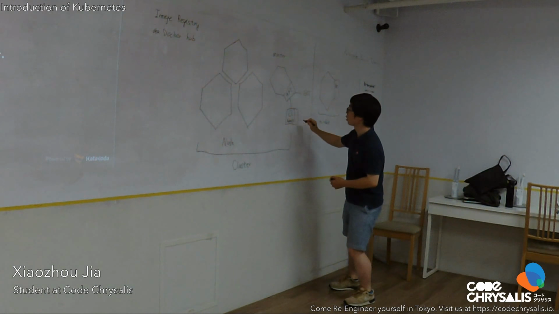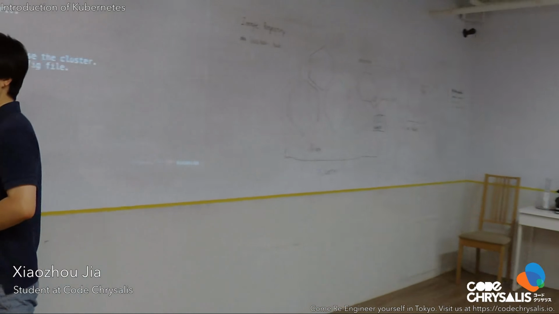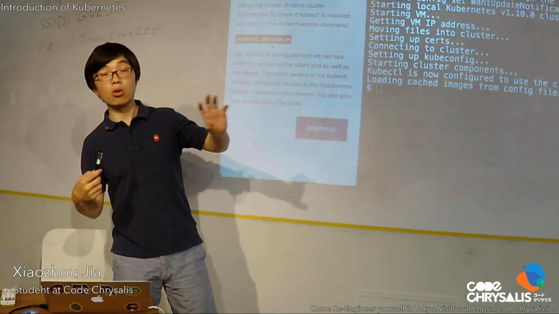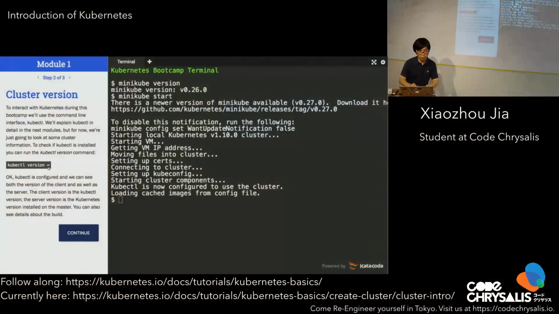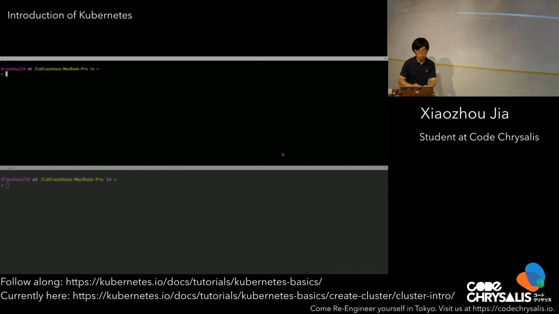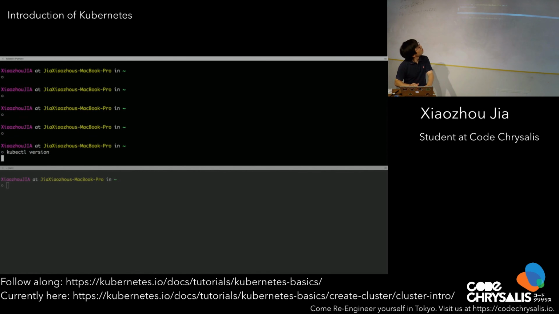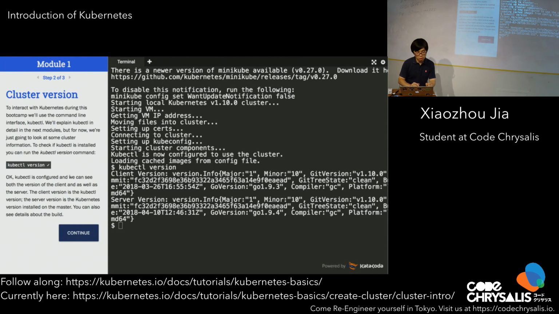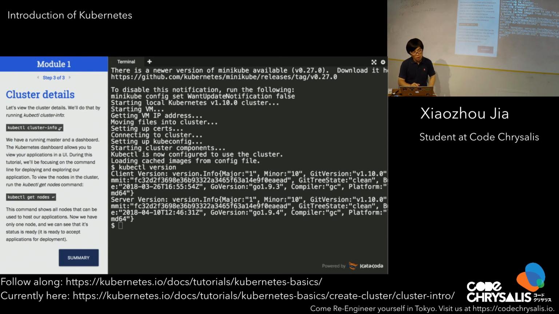kubectl, kube control, is a command line interface tool we will be using to talk to our cluster. We can see kubectl version: client version is this, server version is this. And if I run it on my real cluster, I can see pretty much the same thing, client version, server version. So let's move on. Now we have a cluster running, or a Minikube running in our browser.